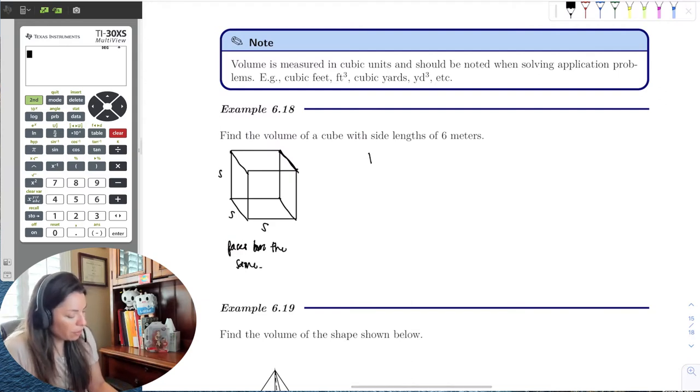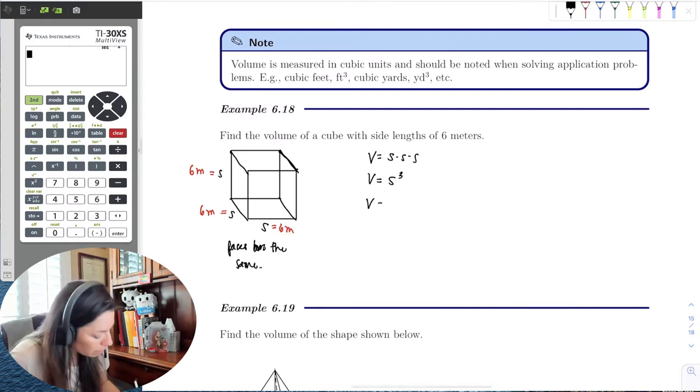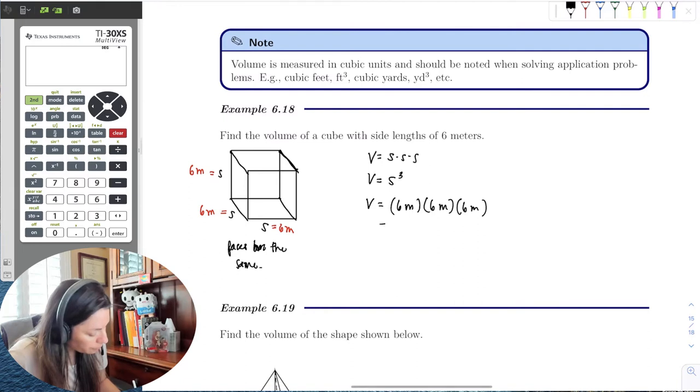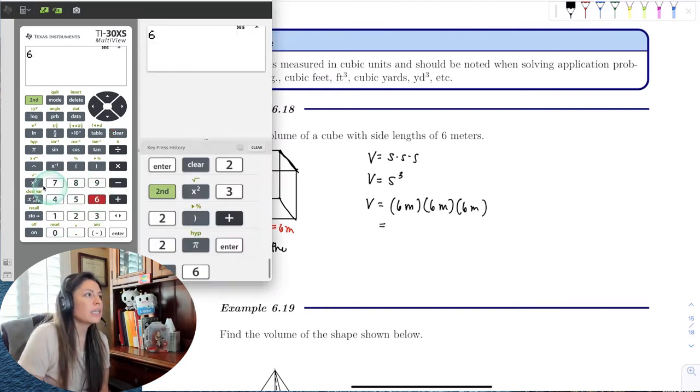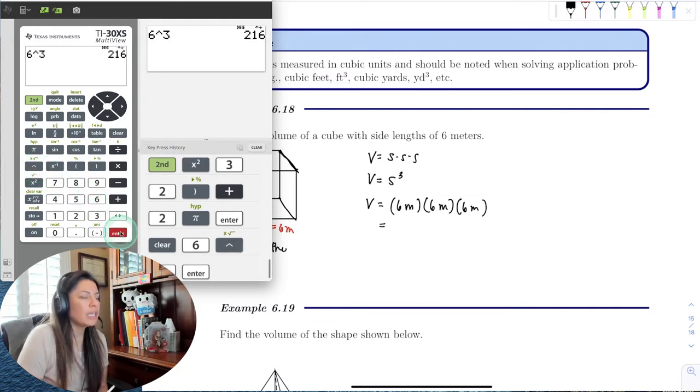Okay, so here the volume is going to be side times side times side, or in other words, S cubed. But we do know that the length of the side is 6 meters. So that means this little edge here is also 6 meters, and right here, 6 meters. So we can either do volume is equal to 6 meters cubed, or 6 meters times 6 meters times 6 meters. And so if you don't know 6 times 6 times 6, you can do 6, caret symbol right here, diagonal from the 7, 3, and get 216.